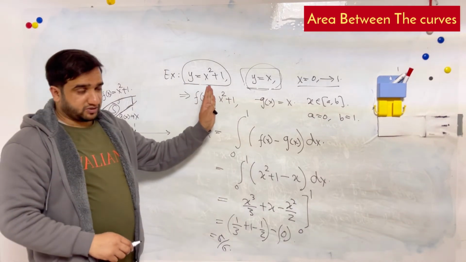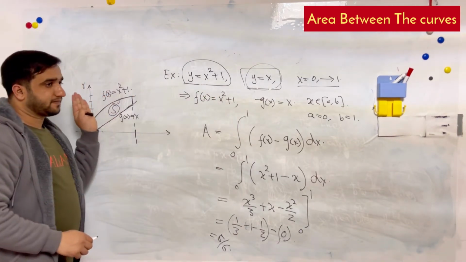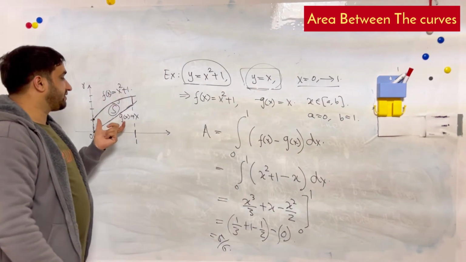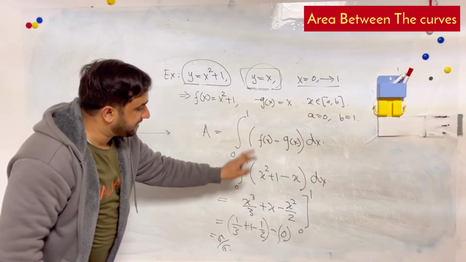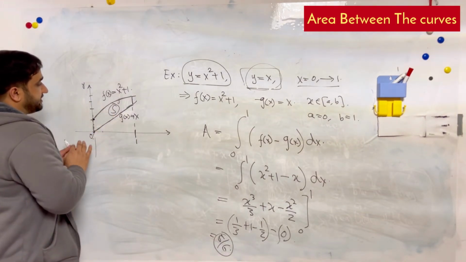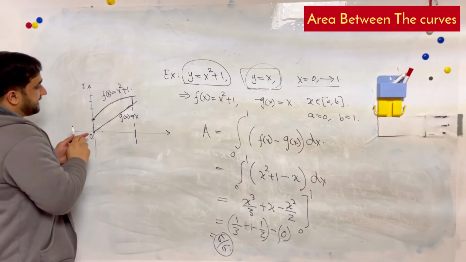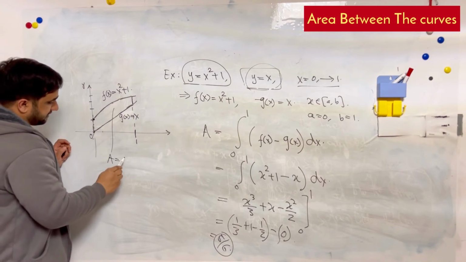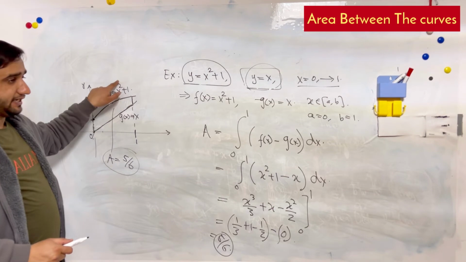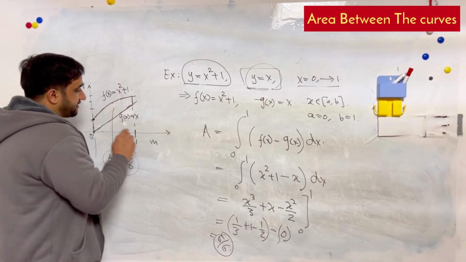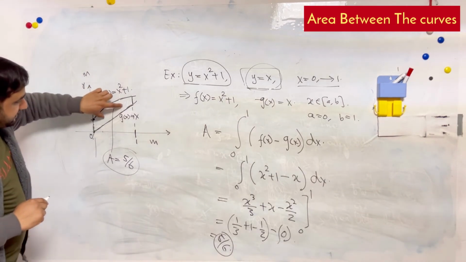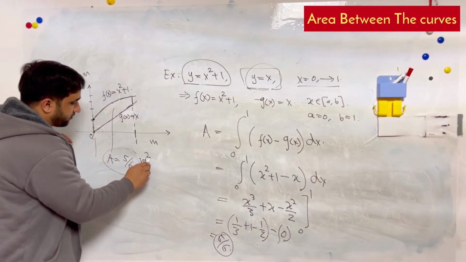When I ask you a question, you don't need this. You just do this calculation. This is for your explanation of what is happening. The area of this whole region is 5 by 6, whatever the units of x and y. If x is measured in meters and y is also measured in meters, then the area of this region is 5 by 6 meters square.